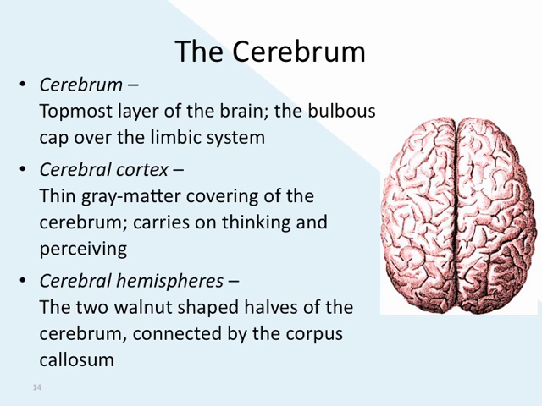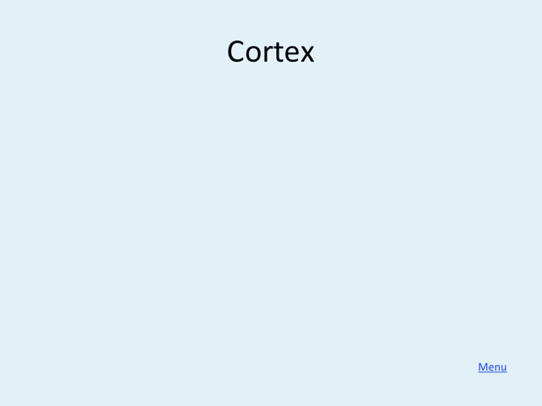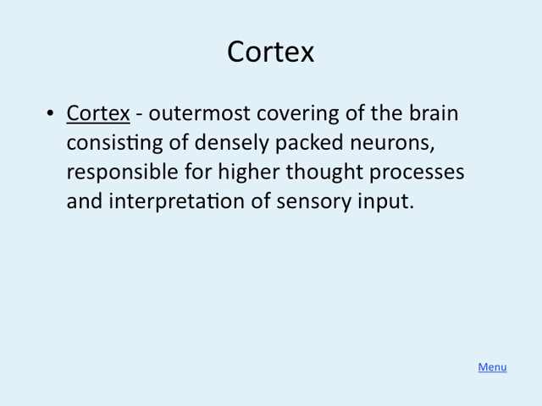These two hemispheres are in charge of two different things. We'll get into that a little bit later. Now, the cortex is the outermost covering of the brain, consisting of densely packed neurons. Our little thinking cap is responsible for higher thought processes and interpretation of sensory input. So where we're doing our thinking is known as the cerebral cortex, okay?